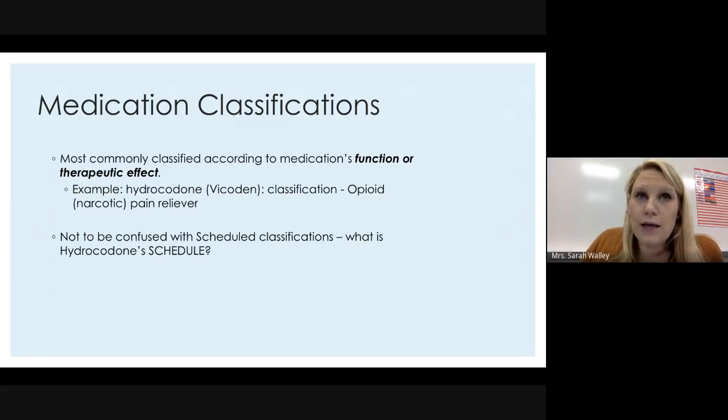You've got 3, 4, and 5. All of those are for scheduled drugs only. So something like an NSAID, like ibuprofen, is not scheduled. It would not have a schedule, but it has a classification. Does that make sense? All drugs have classifications. Only some of them are on that 1 through 5 scheduled drug list, and you will need to know those eventually.